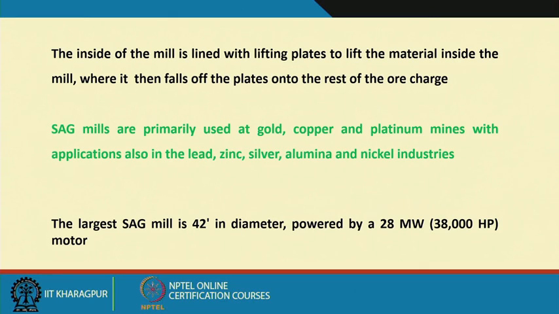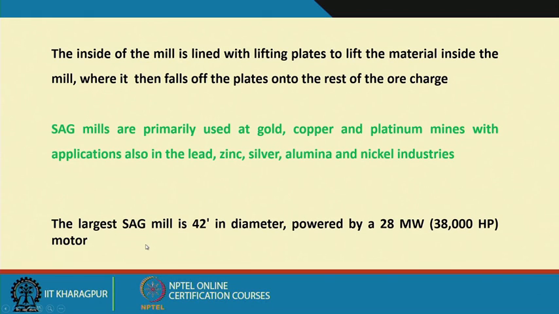This is for low grade ores, and there are many other criteria also, such as the grindability index of that material and the work index of that material, and all this you have to take into consideration. But just for your general knowledge, this is the interpretation I give. So, gold, copper and platinum, and also lead, zinc, silver, alumina and nickel industries, and even the SAG mills are also used for many other minerals these days.